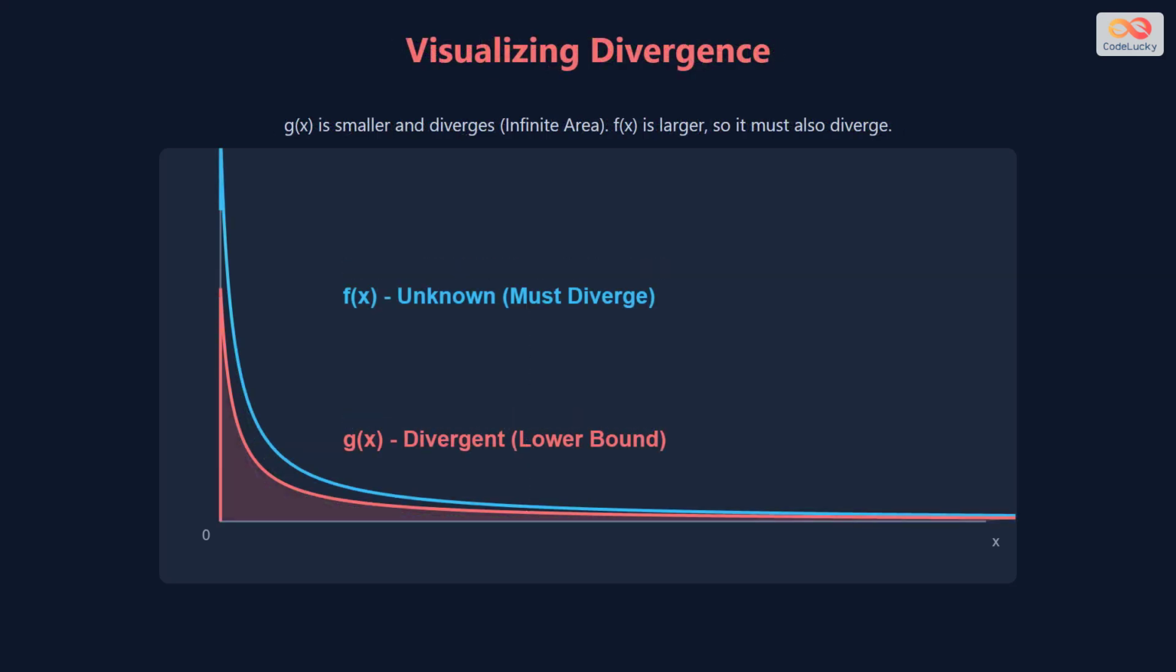Now let's look at divergence. Here, the red curve is our comparison function g of x, and we know its area is infinite. Our unknown function, f of x in blue, is always larger than g. Since the area under the red curve is already infinite, and the blue area adds even more to it, the total area for f must be infinite. Therefore, f diverges.